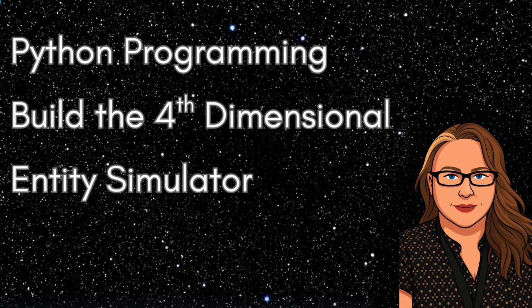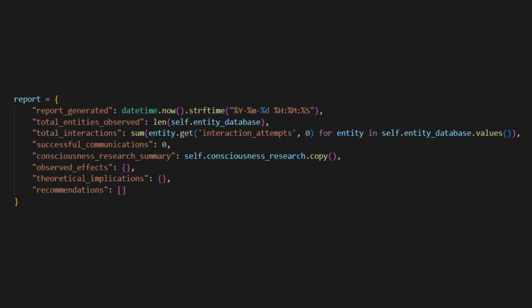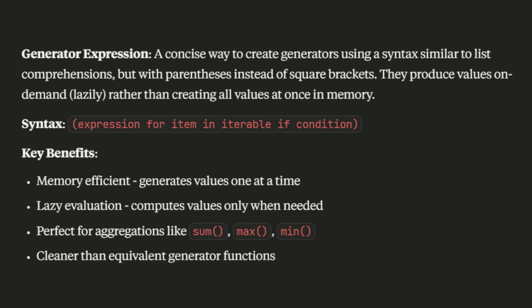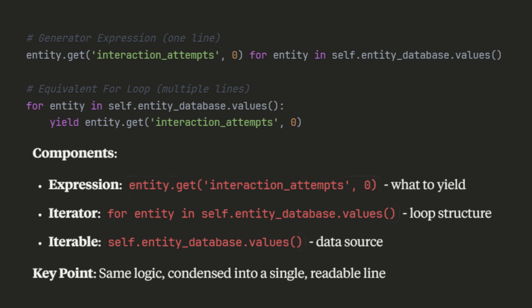So we just referenced the generator expression in this last lesson, but let's focus on that part and explain it a bit better. We had sum(entity.get('interaction_attempts', 0) for entity in self.entity_database.values()). This demonstrates generator expressions, compact for loops written inside function calls, and dictionary assignments that process data efficiently without creating intermediate lists. So let's break down that generator expression syntax.